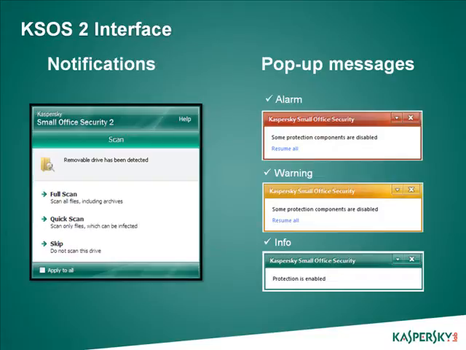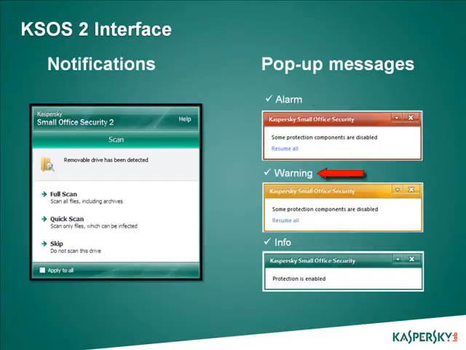Depending on how critical the event is for computer security, you might receive the following types of notifications. Alarm. A critical event has occurred. For instance, a virus or dangerous activity has been detected on your system. You should immediately decide how to deal with this threat. This type of notification is color-coded in red.